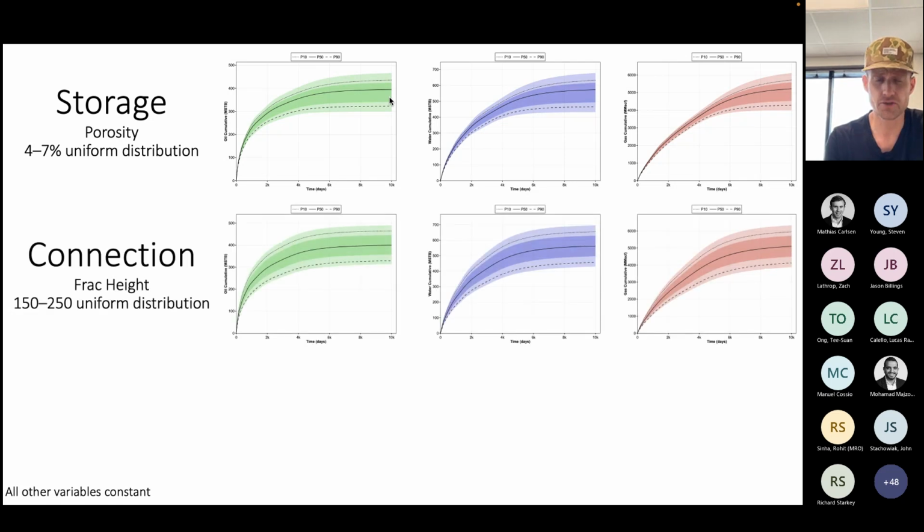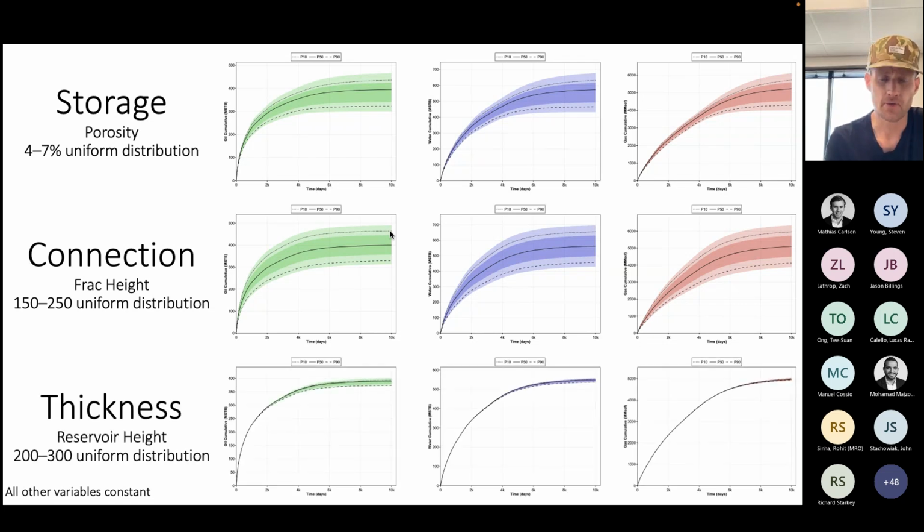Or if we go to the connection, our frac height within that reservoir system, 150 to 250 foot uniform distribution in that frac height gives us a 20 to 25% spread in that P90 to P10 from our P50 number. So we could go anywhere from 300,000 barrels to close to 500,000 barrels. You can imagine that ultimate recovery is going to drive your economics pretty substantially.